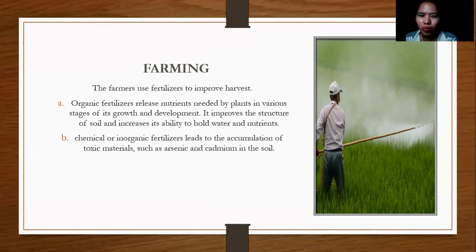So organic fertilizer releases nutrients needed by plants in various stages of growth and development. So that's the reason why there are many organic fertilizers that depend on what stage of planting you are at.